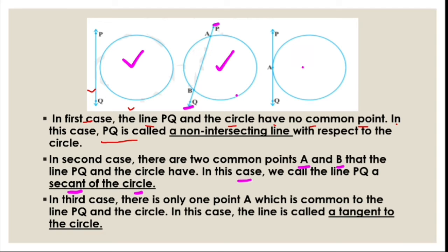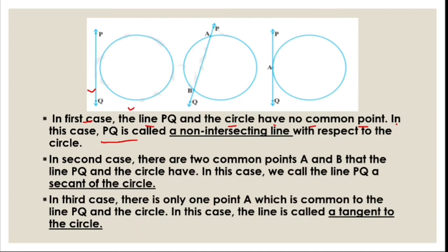Now, for the third case, if you look at the third diagram, this line PQ and the circle have one common point and that common point is A. So, there is only one point A which is common to PQ and the circle. In this case, this PQ line is called a tangent to the circle.